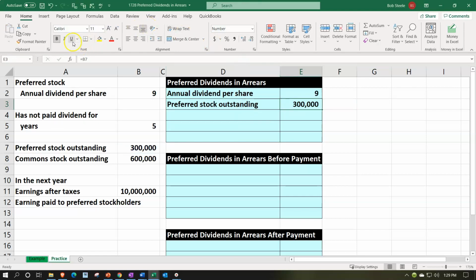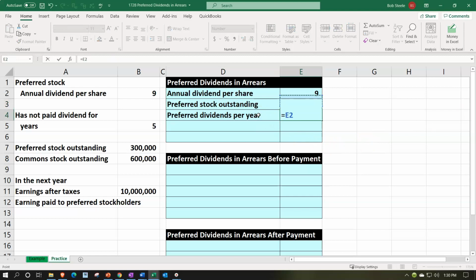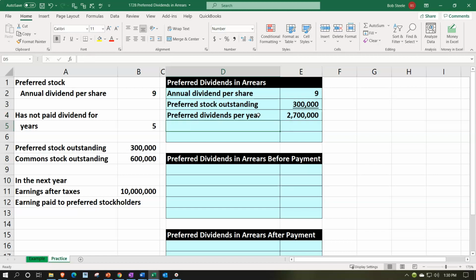Therefore, underlining that, we're going to say that the dividends per year that need to be paid off to the preferred stockholder are going to be 9 times the 300,000, 2,700,000. That has to be paid to them, or if it's not paid to them, then nothing can go to the common stockholders. So they have to clear that threshold before they can pay off the common stockholders on a yearly basis.